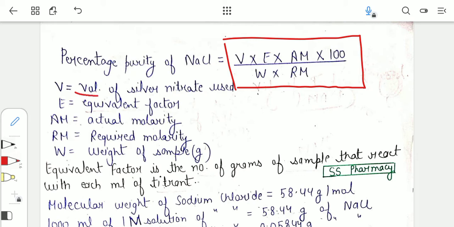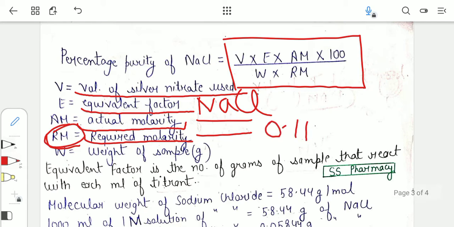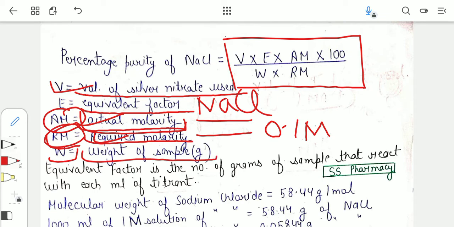V here stands for the volume of silver nitrate used. E is the equivalent factor of our sample, which is sodium chloride. Am is the actual molarity of our titrant, which is silver nitrate. Rm is the required molarity of our titrant, which is again silver nitrate. This required molarity is 0.1 because we need a 0.1 molar solution, and Am is the actual molarity which we have calculated in our step 2. So these values we already know, and we can also know them from the titration. And then comes the W. W is the weight of sample in grams, which we can calculate.